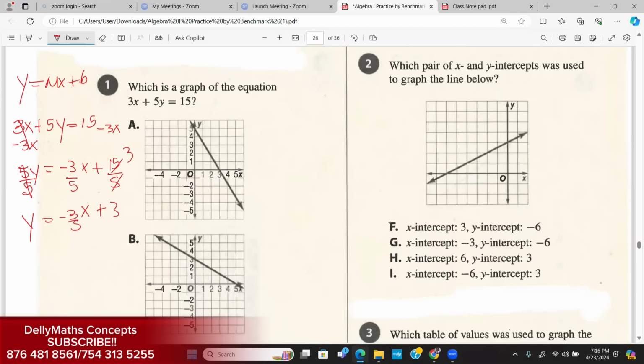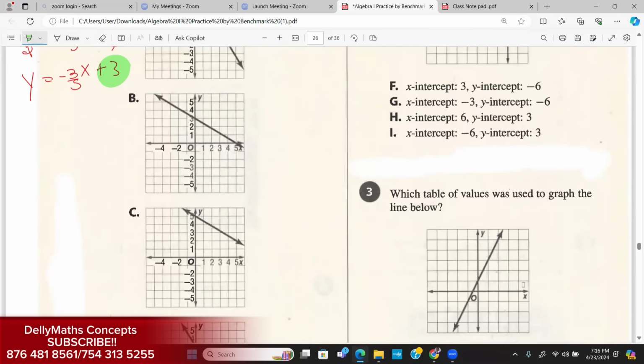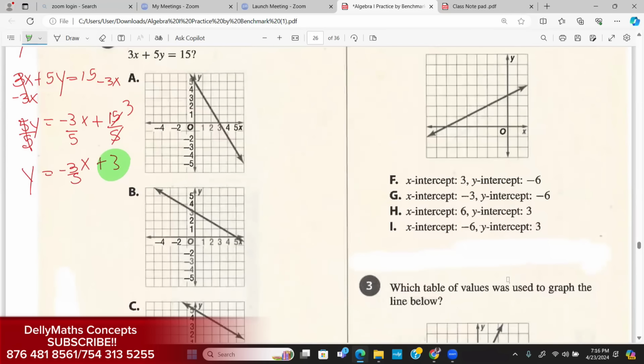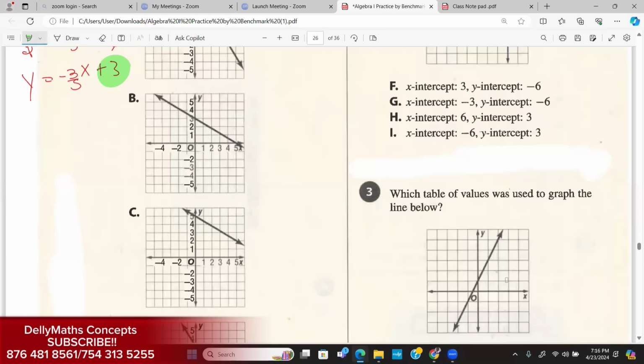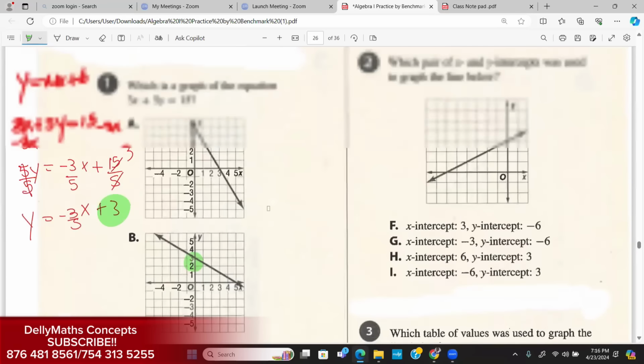This is giving me a lot of information. This is telling me that my y-intercept must be 3. So I'm looking for a graph where it crosses the y-axis at 3. So I'm going to see how many of them cross at 3. Two of them cross at 3. So it means the other two can't help me, okay? So I'm going to be focusing on this one and this one here, right? So now it's my slope that is going to decide which one of these is correct. So let us take a look at my slope.